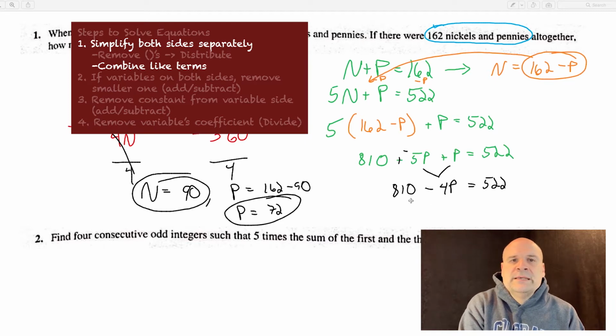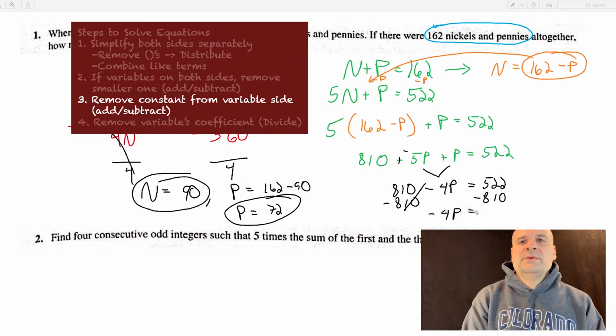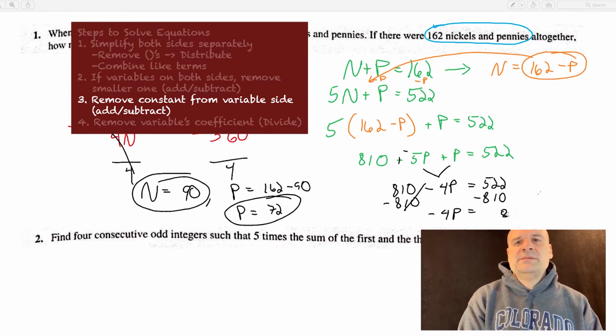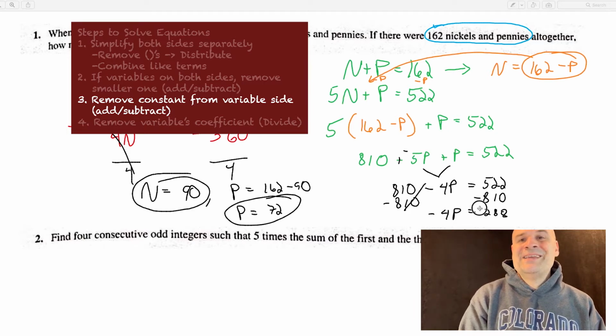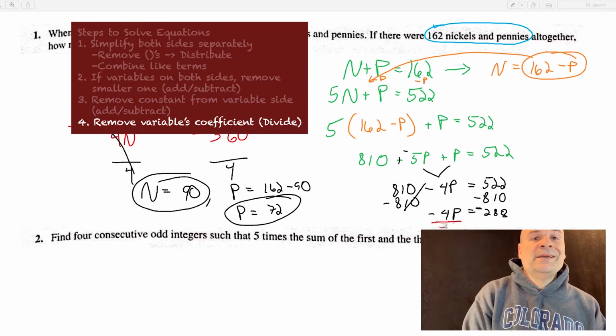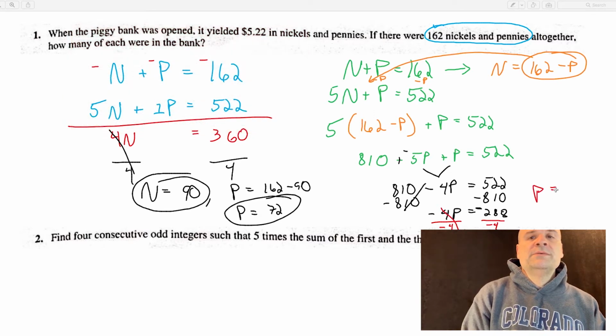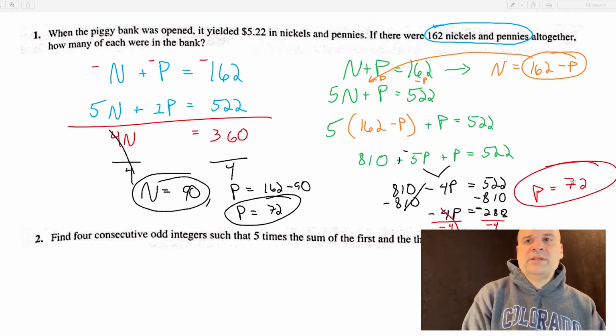Now get rid of that 810. So negative 4p equals, we have to subtract. 810's bigger. 288. And that's negative because 810's bigger. Now divide both sides by negative 4, and the negatives cancel. So P equals 72. If P equals 72, how do you figure out what N is? N equals 162 minus 72, which is 90.